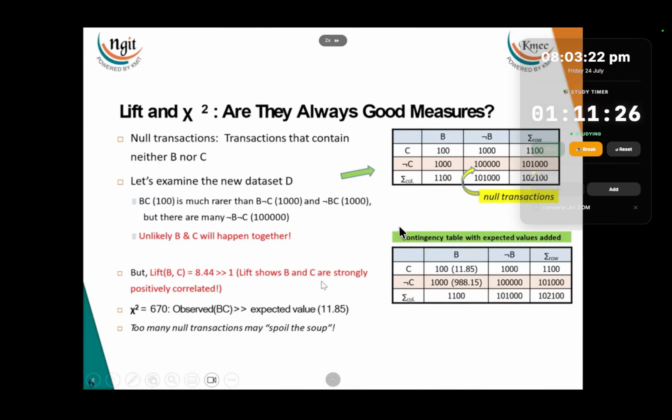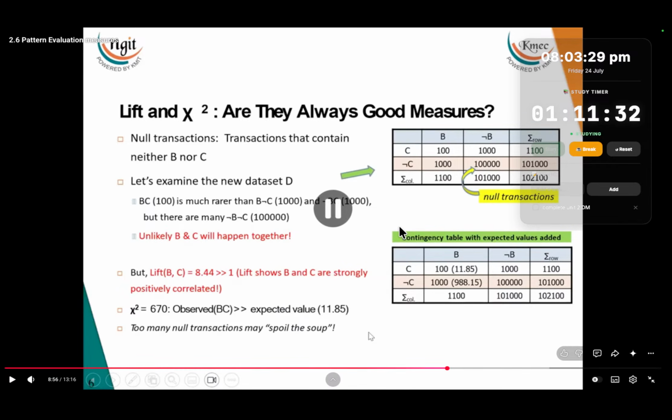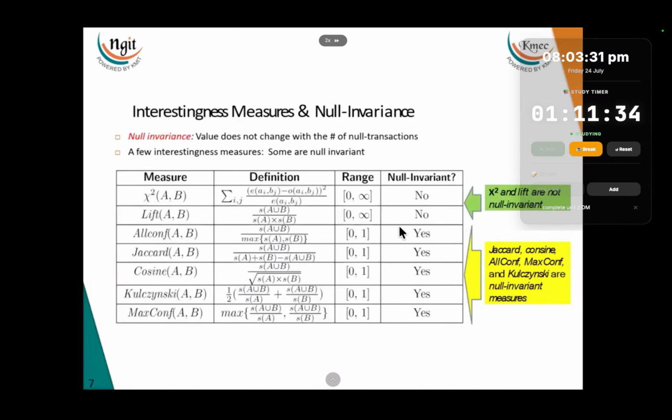Here, when you look at the lift and chi-square for this database where it has null transactions, lift and chi-square will not give you the correct predictions. For that, we need to look at the other measures. So if there are any null invariance or null values in your data, then this chi-square and lift may not give us the interesting measures.